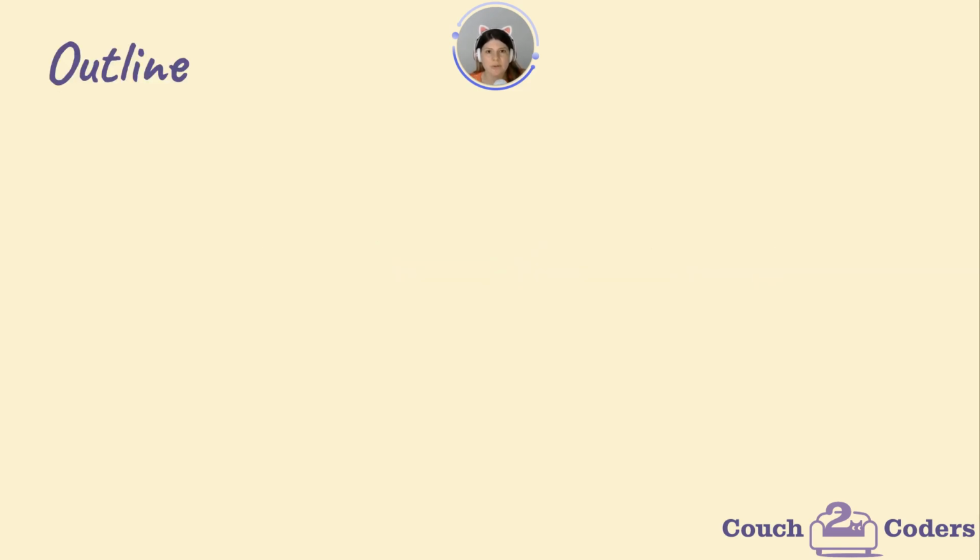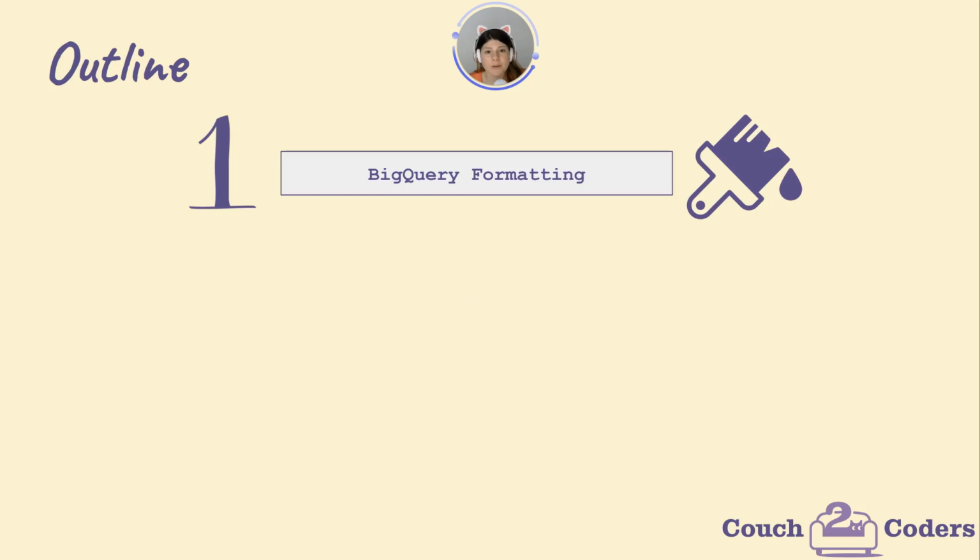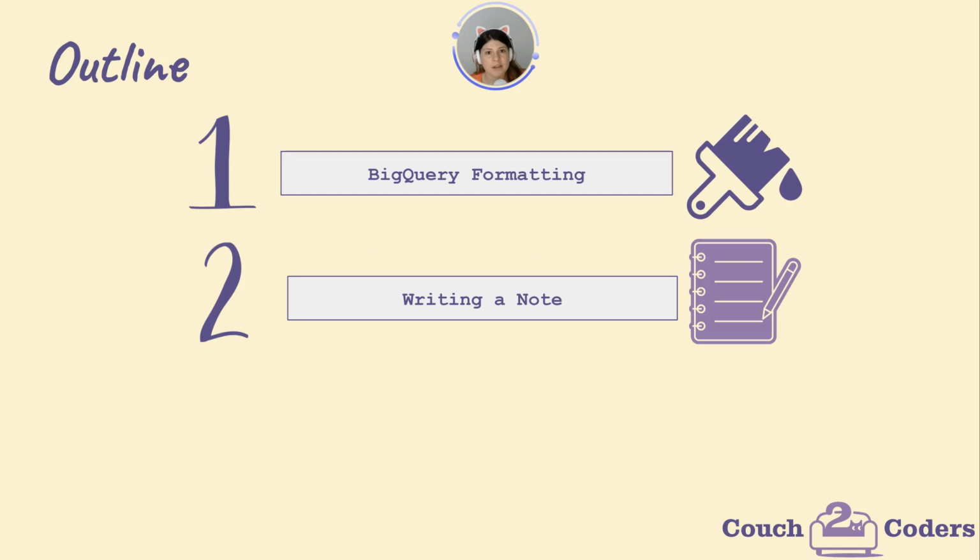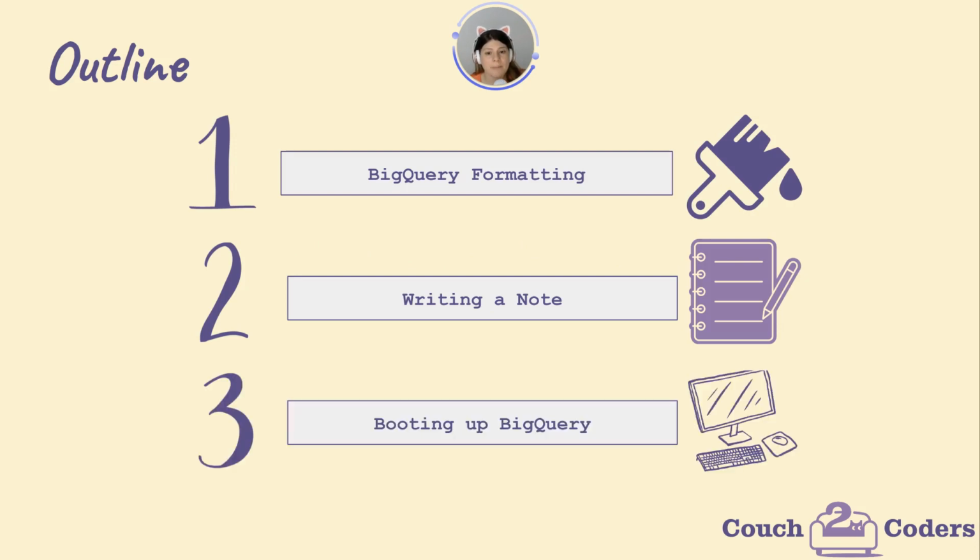So, high-level overview for this module. Our first video will be BigQuery formatting. Then we'll go into writing a note and wrap up this module by booting up BigQuery and getting your account set up. In terms of time budgeting, this first video should be about 11 minutes. Writing a note is quick, 6 minutes, and then booting up BigQuery is another 11-minute video. So I would budget at least about 30 minutes, maybe a little more or less, depending if you have a Google account already. So with that, let's get started into BigQuery formatting.